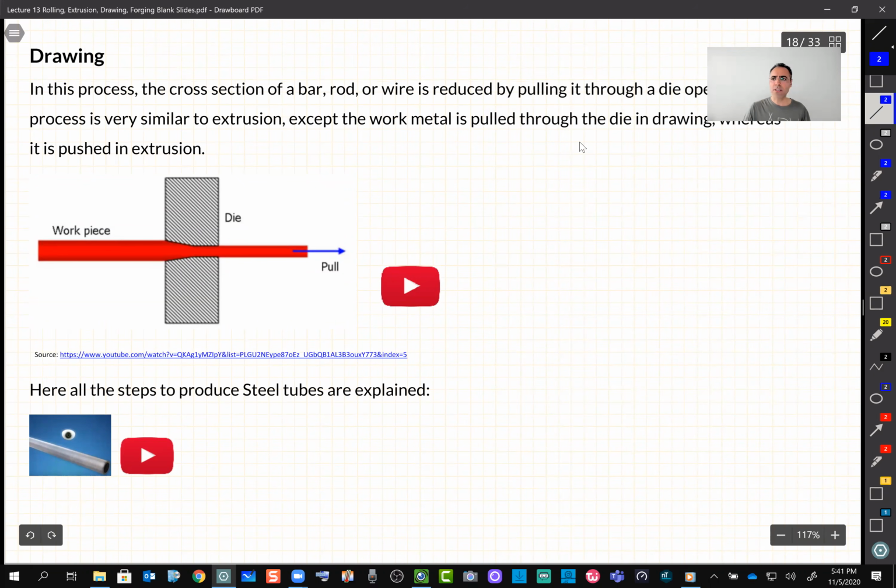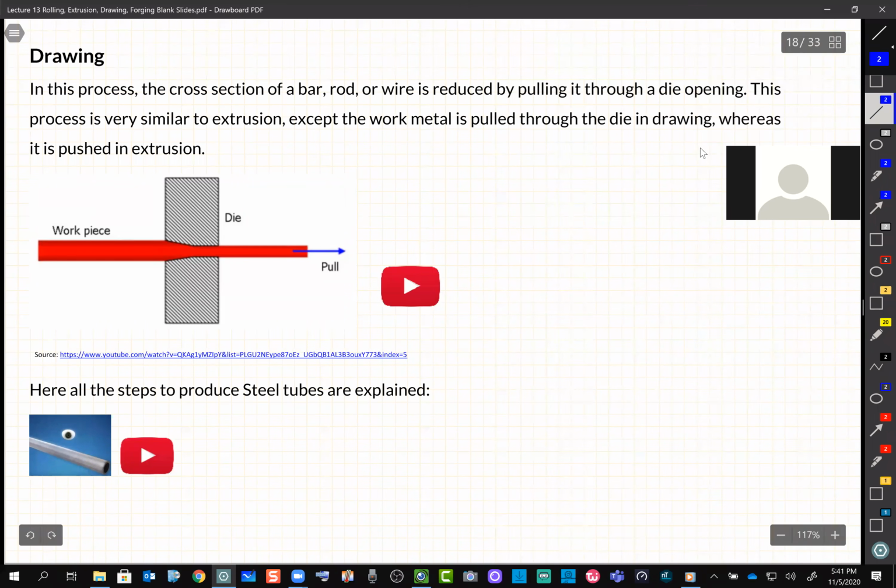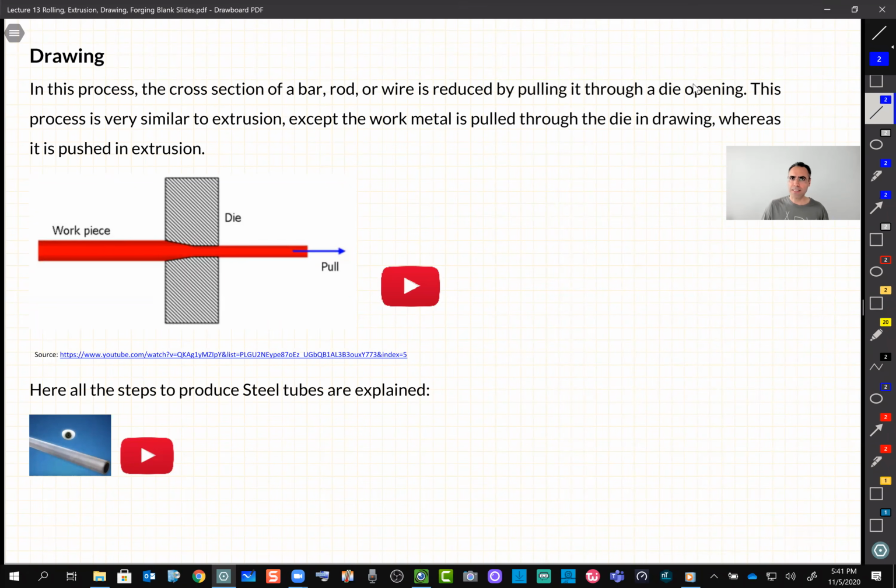Drawing, the idea is basically the same. For some reason, today my video is going back and forth. So drawing, the same idea, but instead of pushing it, you now draw it out of the profile that you want. It's very common for making tubes, or let's say you have a tube and you want to reduce the thickness or the diameter of the tube. Yeah, here in this video it shows the whole process to make steel tubes.